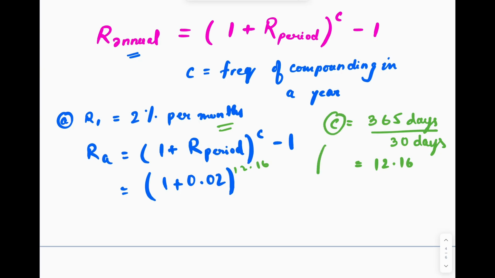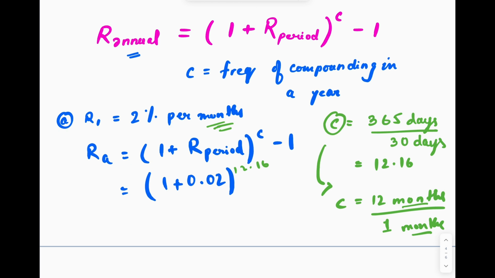Or you can calculate in some other way as well. Let's see. C is in a year, how many months are there? 12 months are there, right? This is per month. So 1 month. So basically when you are calculating C, your numerator and denominator units should be the same.